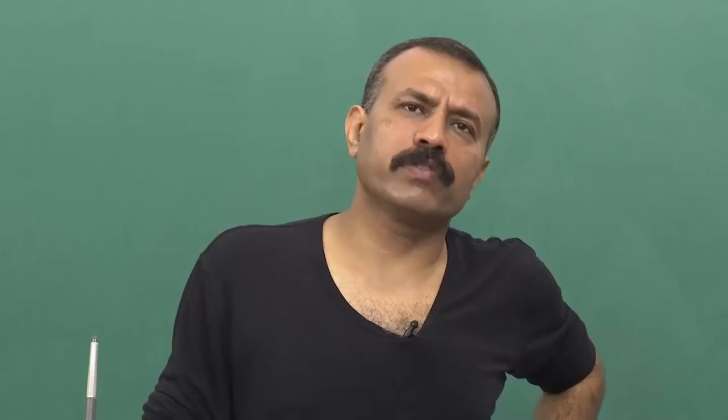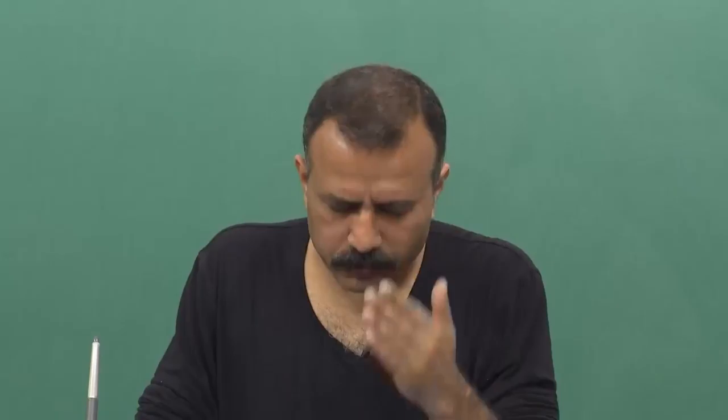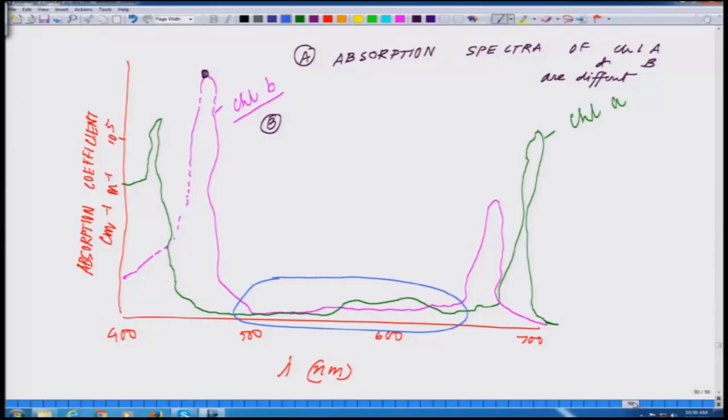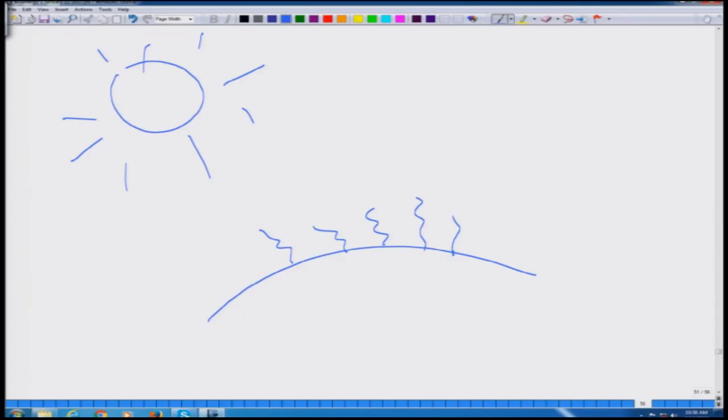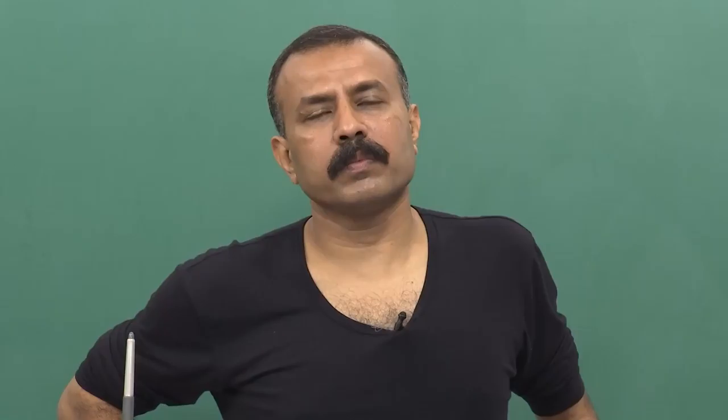But apart from it, there are several accessory molecules available to different species, whether it is blue-green algae, cyanobacteria, red algae or whatever. They are supplemented with a series of different dyes which absorb light of different wavelengths. So, in other words, if you have to imagine it, it will be something like this: this is the solar energy which is falling on different kinds of life forms. And they have different wavelength 1, wavelength 2, wavelength 3, wavelength 4, 5.